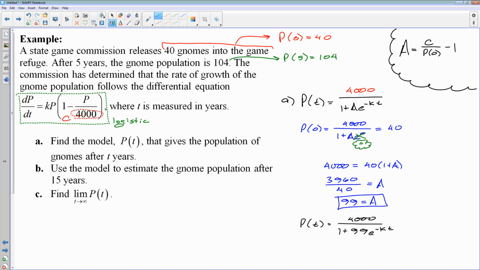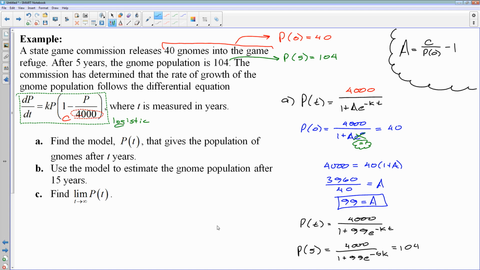Okay, now I need to solve for k, and this one's not going to be quite as nice, and I don't have enough room here. I didn't plan this out very well. But in order to solve for k, I'm going to need my second piece of information up there. So P of 5 equals 104. I'll plug in 5 for my t, so 4,000 over 1 plus 99 e to the negative k times 5, I'll just say 5k, is equal to 104. And then we will solve that equation.